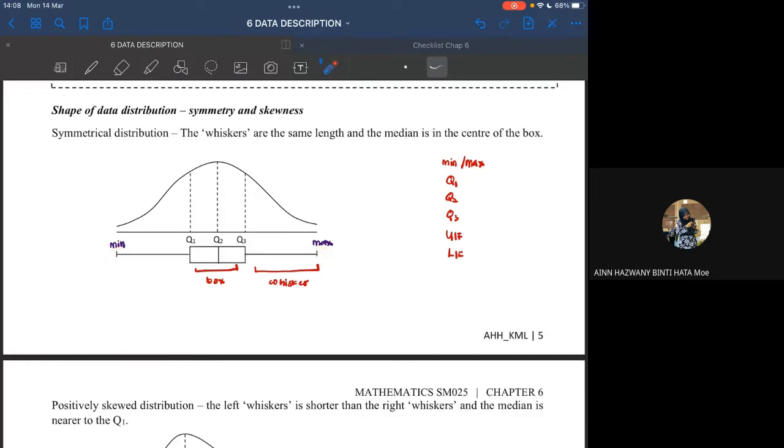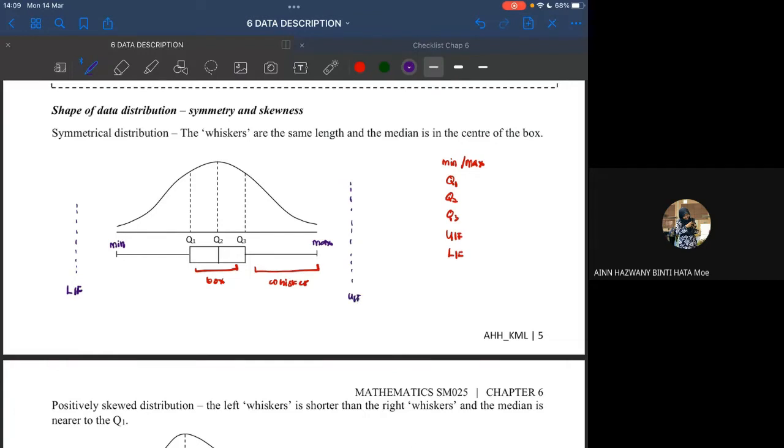And then this is your Q1. This represent your Q1, Q2, Q3. And we have upper inner fence, lower inner fence. This is upper inner fence. And this is going to be lower inner fence. Sorry, this is lower inner fence. This is upper inner fence.